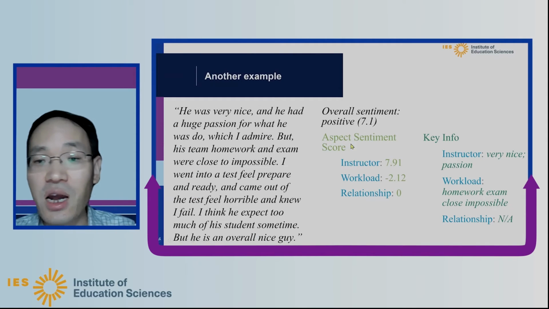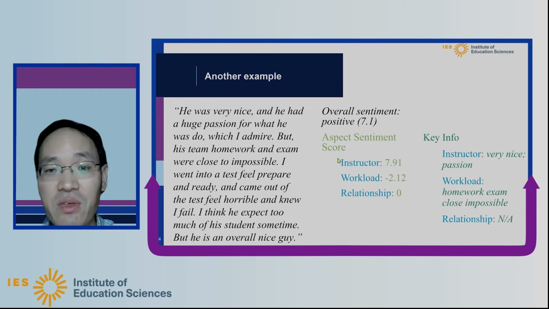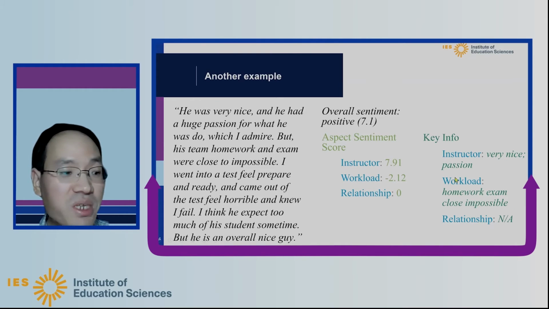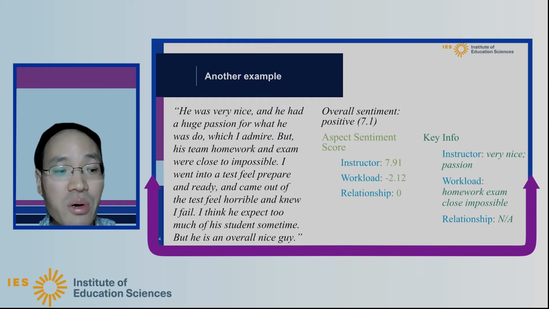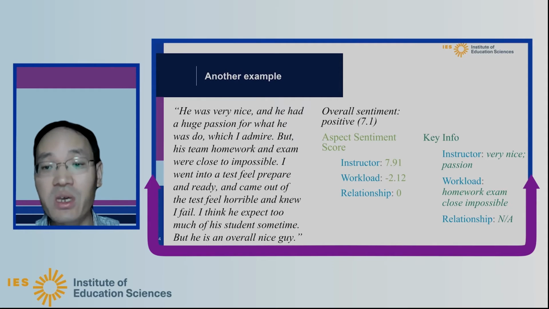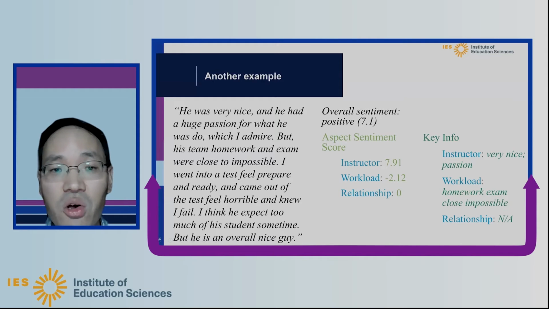And this is another example. Some texts may not have all 3 aspects. For example, this one only has 2 aspects, so I have the values here. Based on our analysis, we can also identify the keywords related to each aspect. In this case, we can provide some feedback to the instructor automatically.